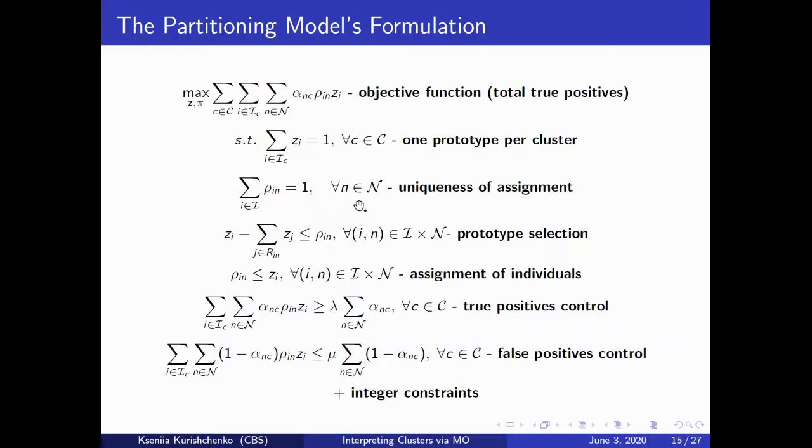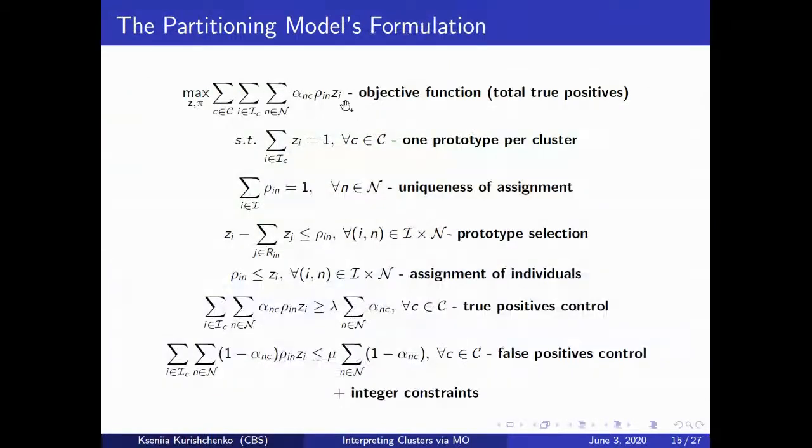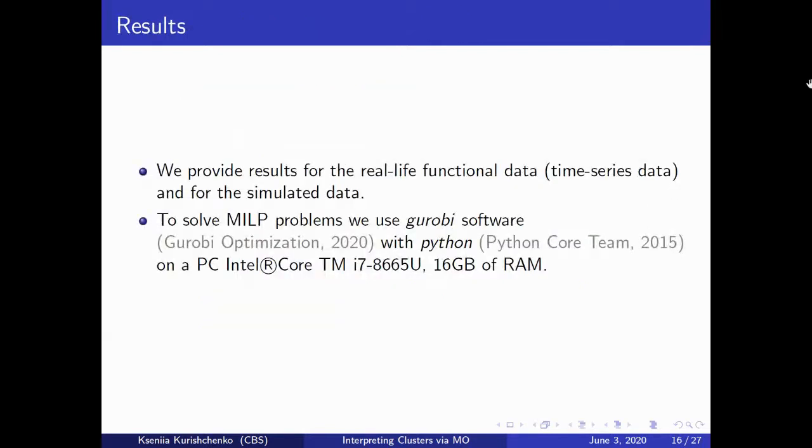And what also differs from the covering model is that this model is only for unique assignment. So we change our allocation of individuals to prototypes, and also we don't have any radius here. Again, we control true positives and false positives, and some integer constraints. And this model, sorry, is also nonlinear, and we have to apply the Fortet transformation. But we are not focused on this model a lot. Okay, so let's move to results.